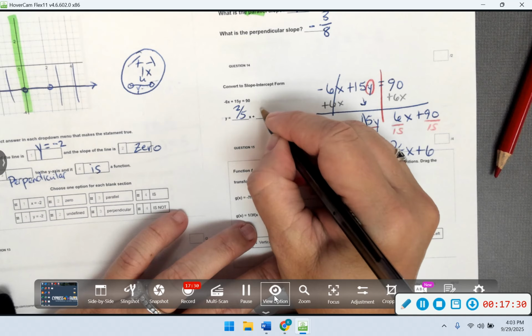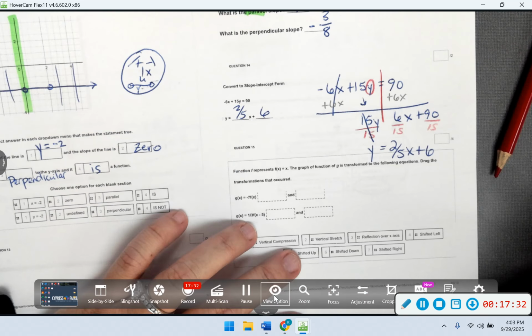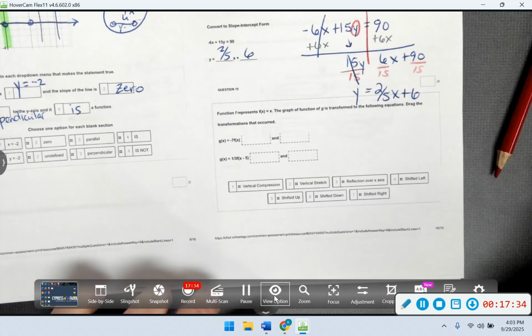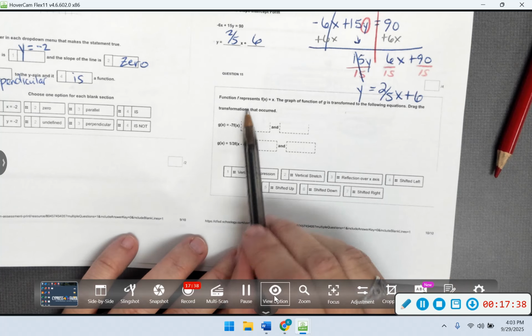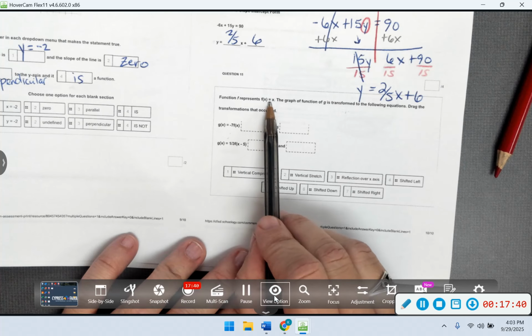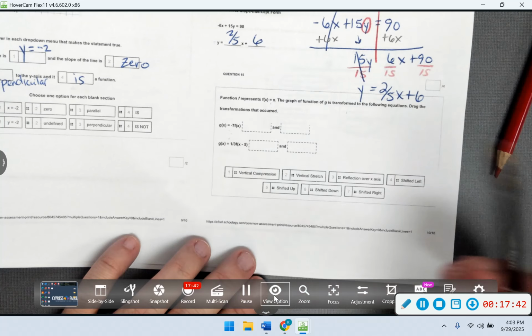Question 15. So the graph of the function is transformed to the following equation. So we start with the parent and we transform to here.